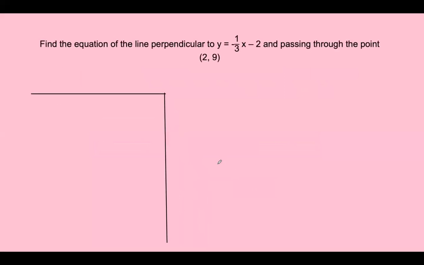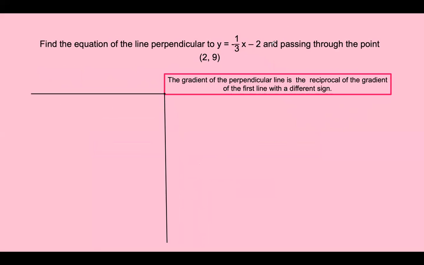Now, we have this equation. This is the equation of our first line. I'm going to write it on this side. Y equals 1/3 x minus 2. Now we need to find the equation of the line that is perpendicular to this first one and passes through the point (2, 9), which I'm going to label. This is the x and this is going to be the y, all right?